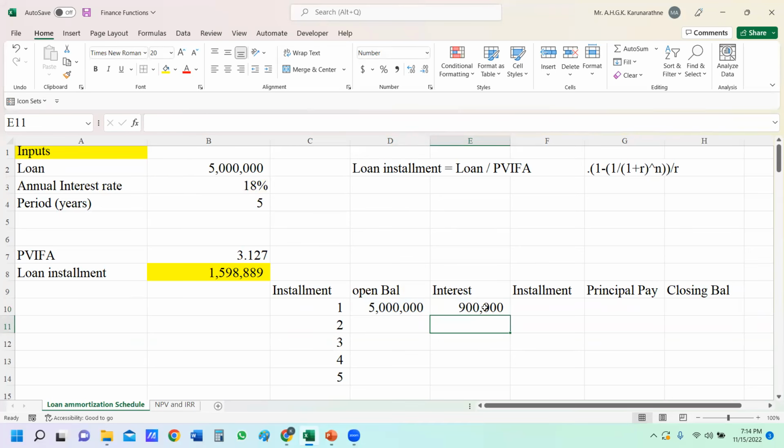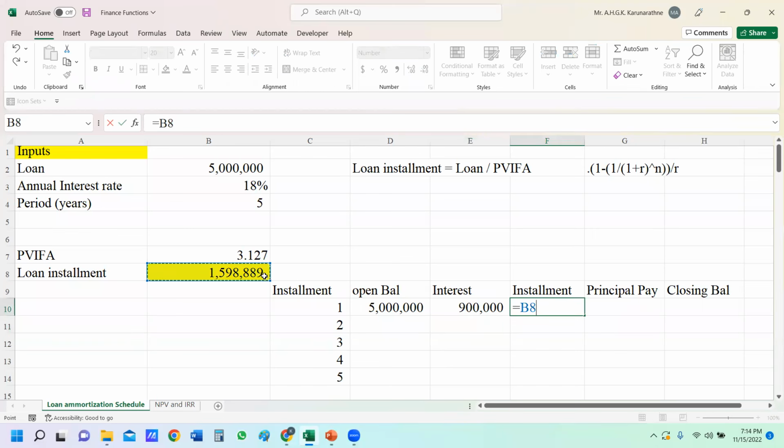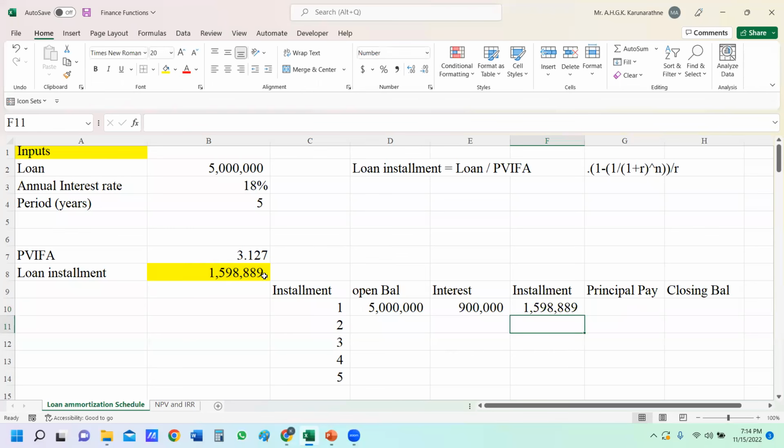So accordingly, the interest is 900,000 for the first year. Then the installment we have already computed. It is this much. So installment this much. Out of this installment, they will first recover their interest.